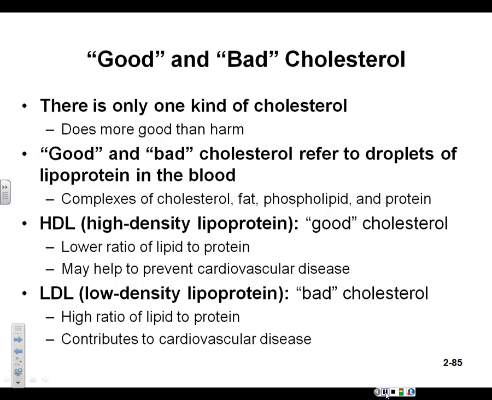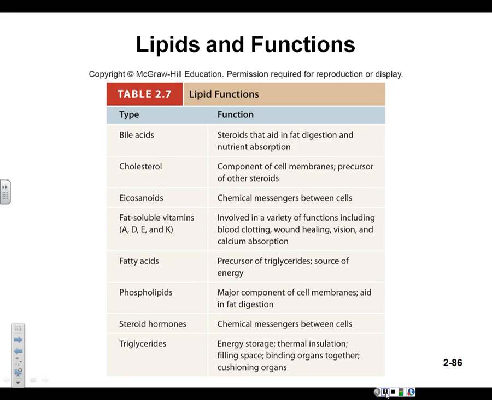HDL. HDL is high density lipoprotein. They are good for you. LDL, they have a high lipid to protein ratio. This is what? Vascular disease. So your LDL is your bad protein, HDL is your good. So table 2.7 breaks it down.